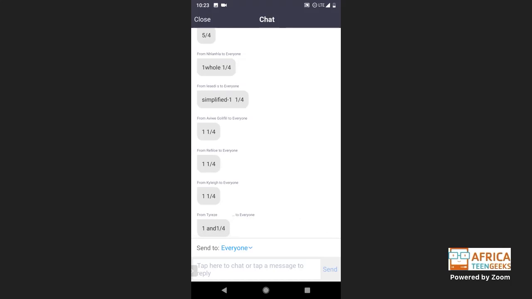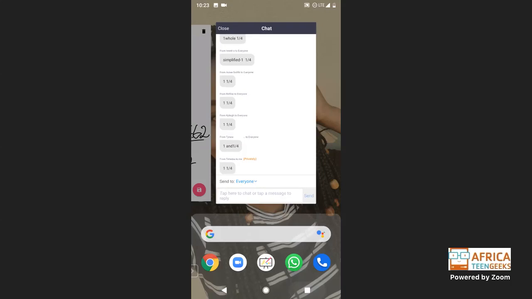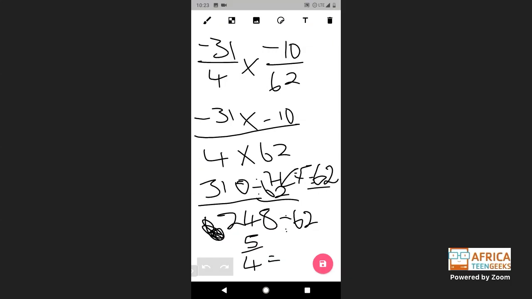Let's see. All right. Correct. So our mixed fraction will most definitely be 1, and then we'll have 1 over our 4th. So you will have how many marks? 1, 2, 3 maximum marks. Yeah, you'll have a lot of marks.